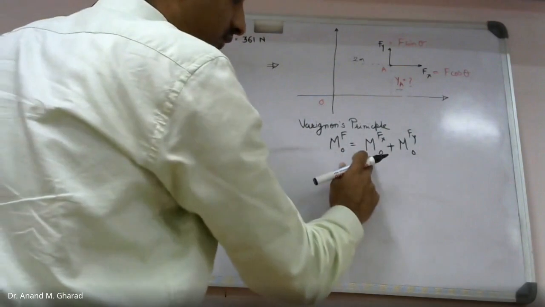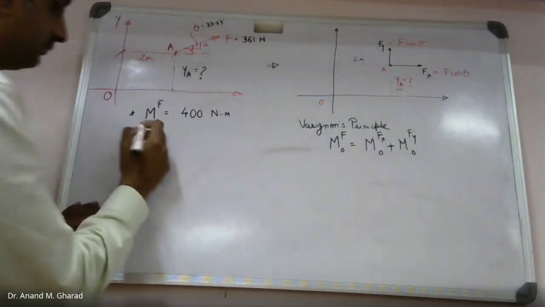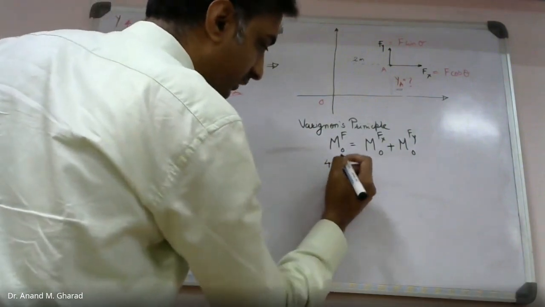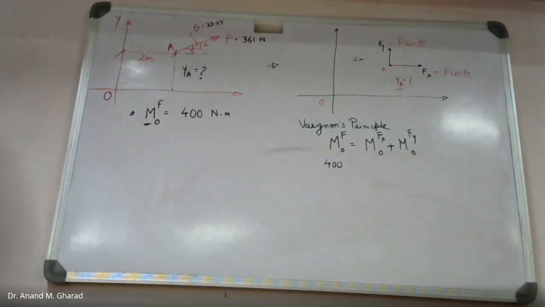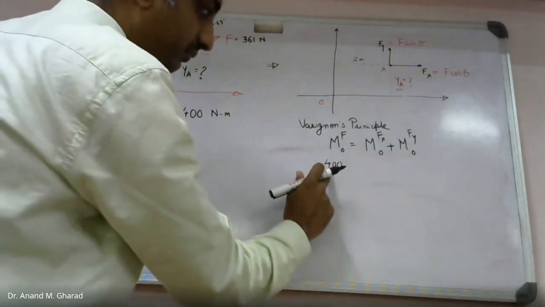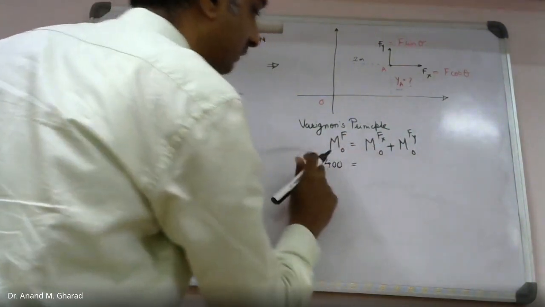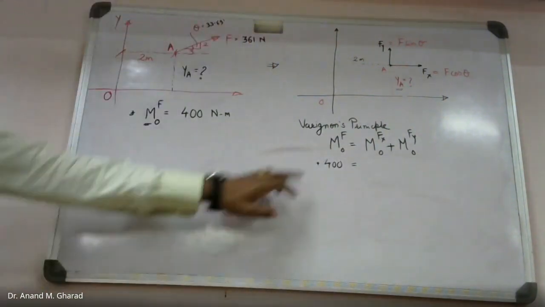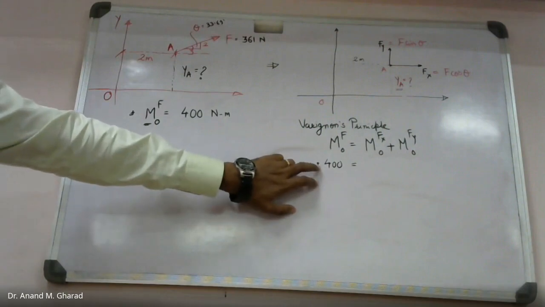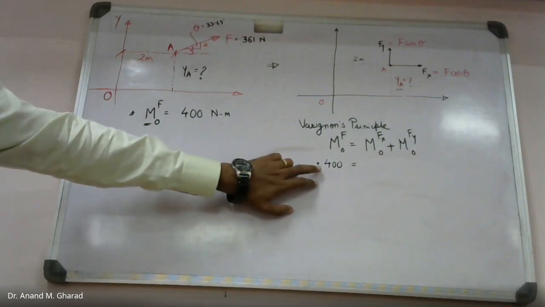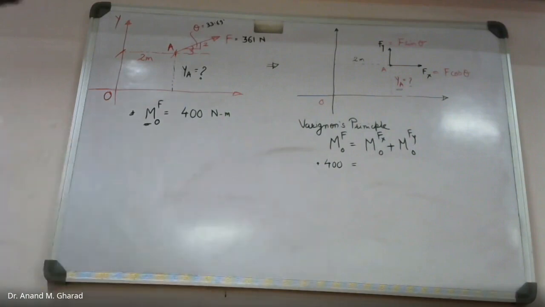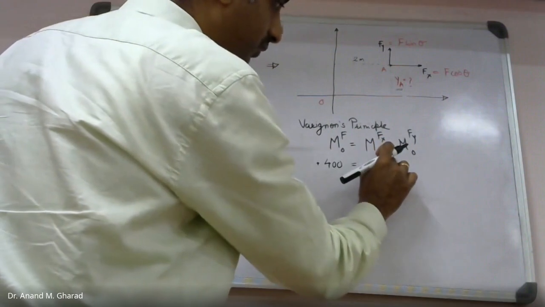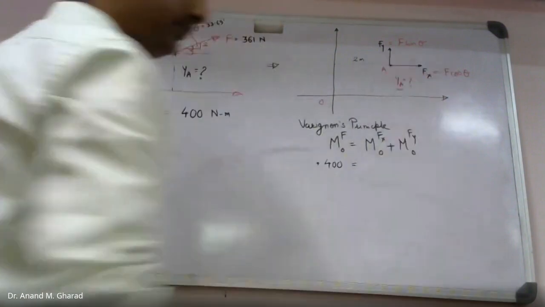Now, out of this, what information is given to us? Moment about point O due to F. This is given. Clockwise moment is developed. That is again given. So I can write down the magnitude over here, and direction will be positive. So no need to write positive. It is understood. If there is no sign, that means it is a positive term. So anyway, now step by step we will calculate moment about point O due to Fx.